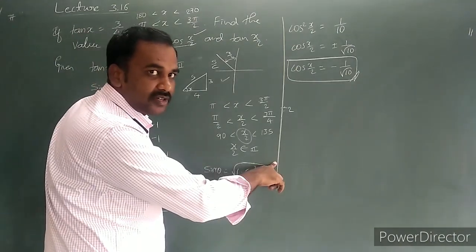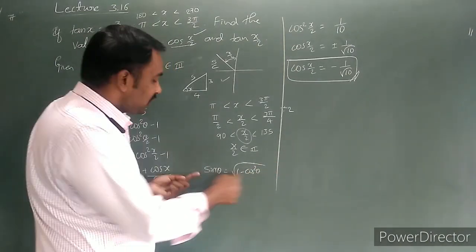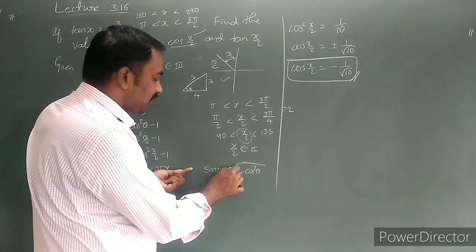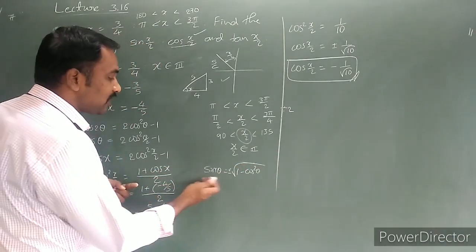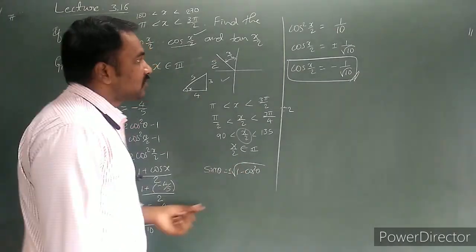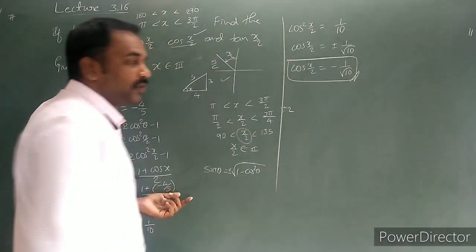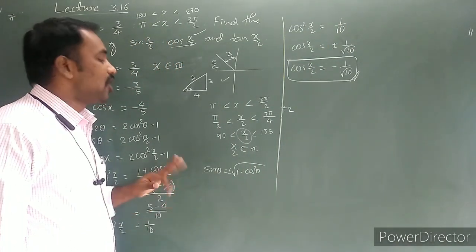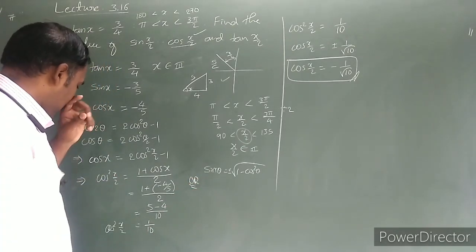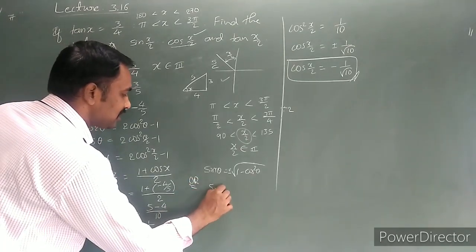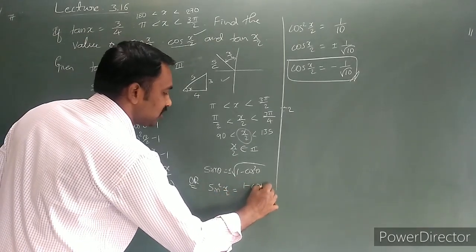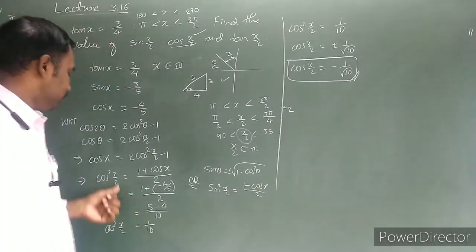First of all, see the cos square theta. 1 minus cos square theta is on the left hand side, sine square theta. Taking square root on both sides, here write the plus or minus. So, sine theta is equal to plus or minus root of 1 minus cos square theta. Already we have the cos square of x by 2 value, so we get the answer directly. Or else, again, we can use the formula. What is the formula? We can write sine square x by 2 is equal to 1 minus cos of x divided by 2.